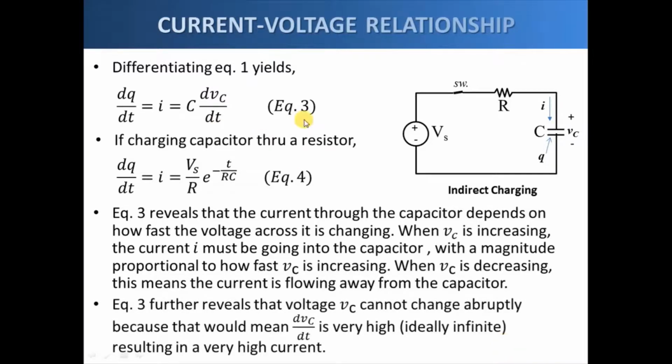Now, this equation 3 also shows us that the voltage V sub C across the capacitor cannot change abruptly. So let's say it changes from a particular value and then changes immediately to zero. That cannot happen because that would mean that the slope will be very high, ideally infinite. And that means I must be very high as well, as shown by equation 3, or ideally infinite, which is impossible to happen.